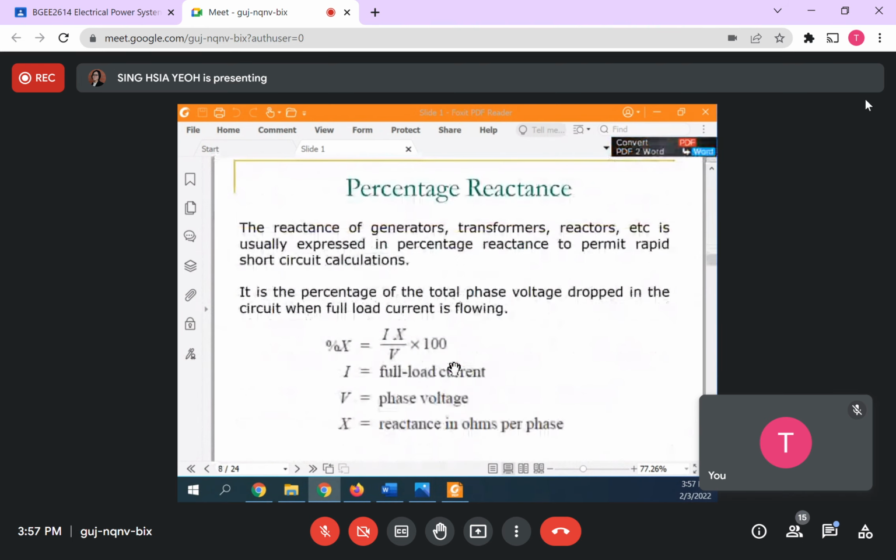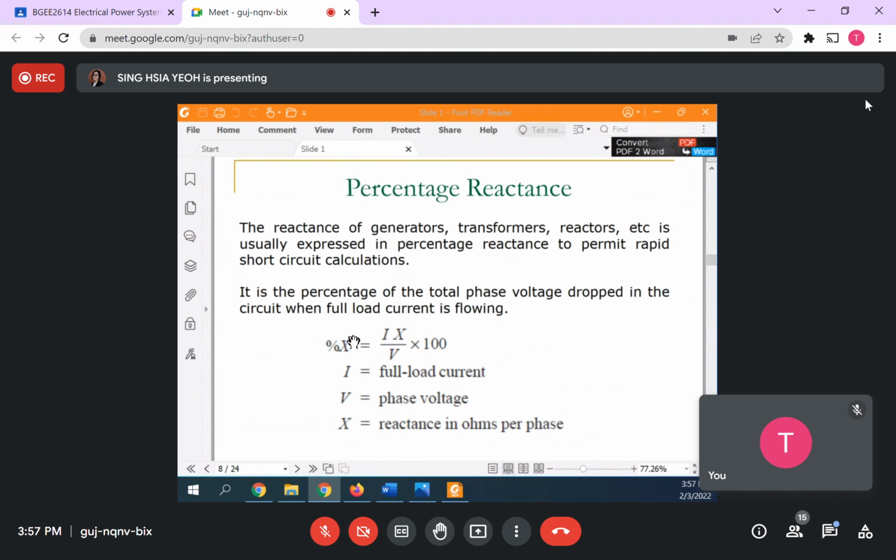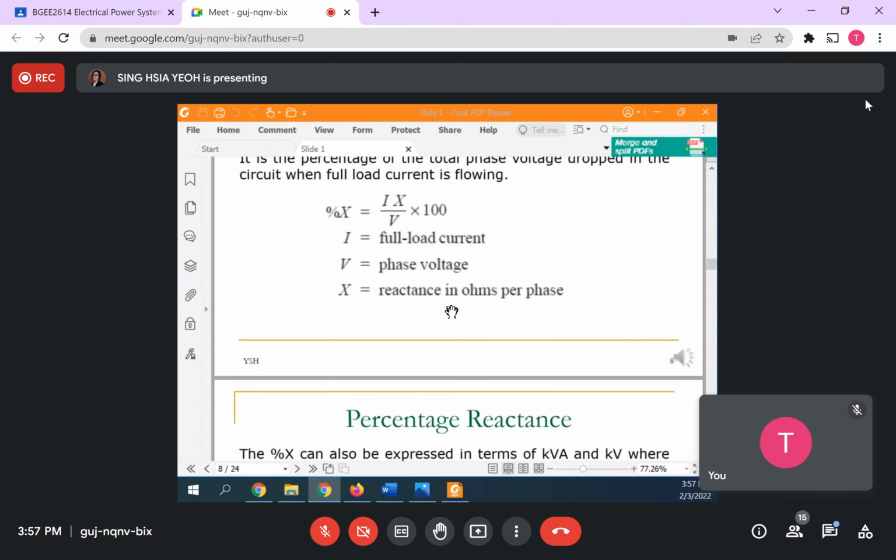It's an assumption bit, so this will be the formula. We learned about PU, right? And now you have another one, something like PU, but they call it percentage reactance. It's the total phase voltage drop in the circuit when the full load current is flowing. So percent X equals full load current multiplied by the reactance in ohms per phase, divided by the phase voltage, times 100.